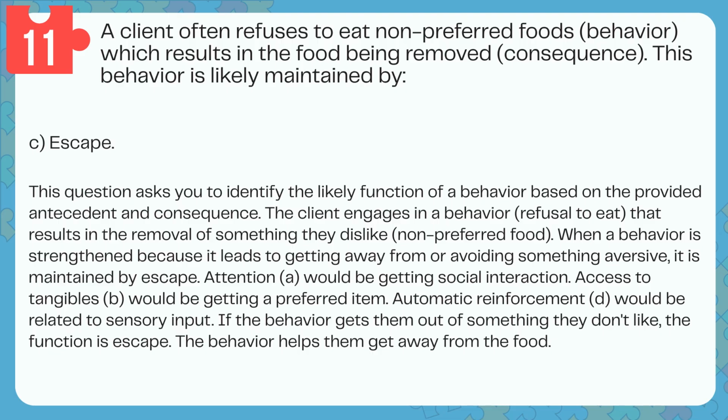Attention, A, would be getting social interaction. Access to tangibles, B, would be getting a preferred item. Automatic reinforcement, D, would be related to sensory input. If the behavior gets them out of something they don't like, the function is escape. The behavior helps them get away from the food.